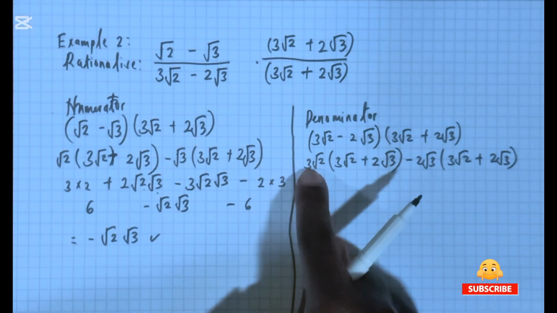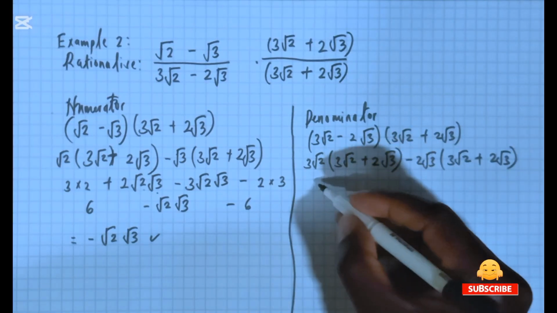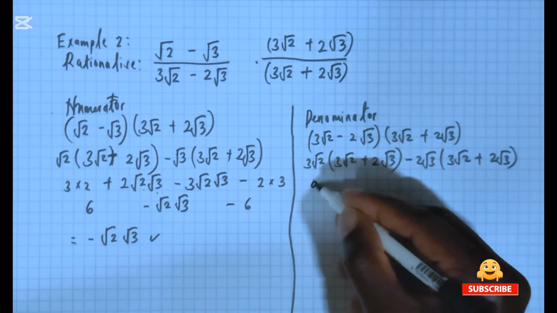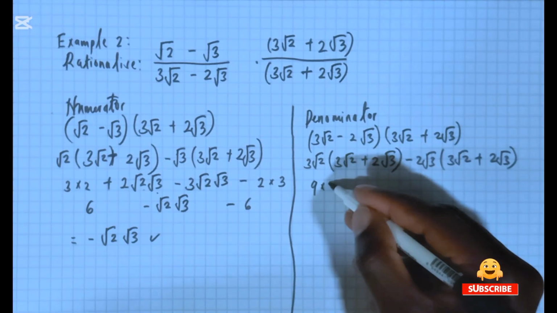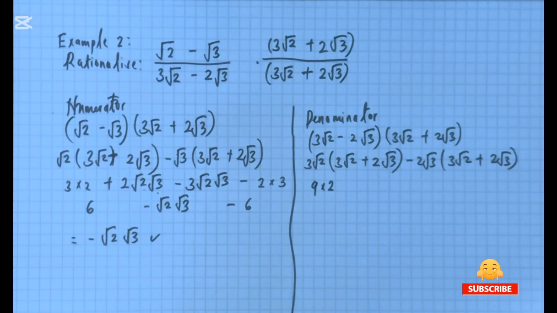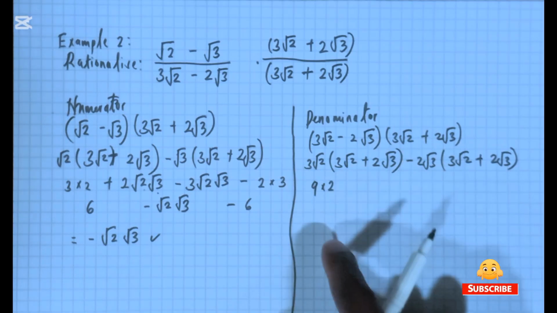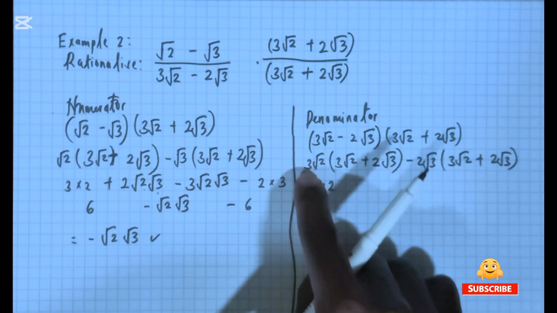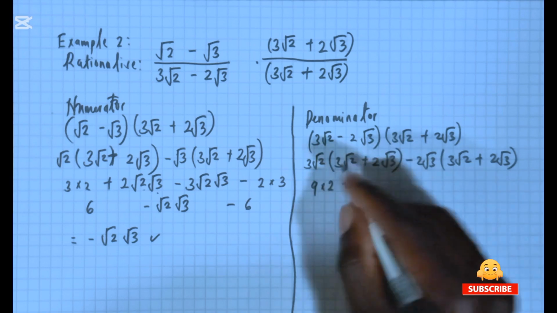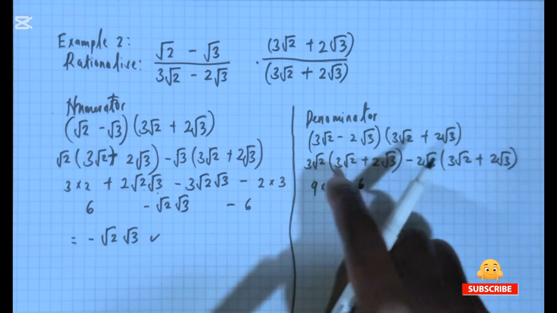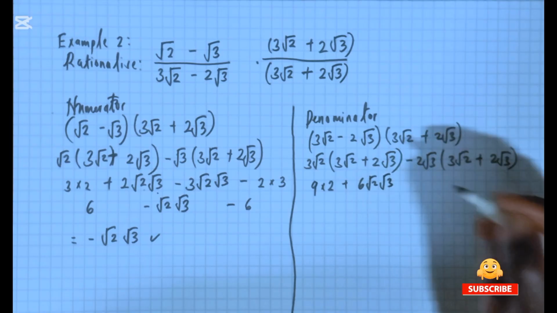All right, so when we multiply 3 root 2 by 3 root 2, we are going to have 3 times 3 giving us 9, and root 2 times root 2 will give us 2. And then, of course, we're going to have plus 3 times 2 giving us 6, and root 2 times root 3 will give us root 2 root 3.